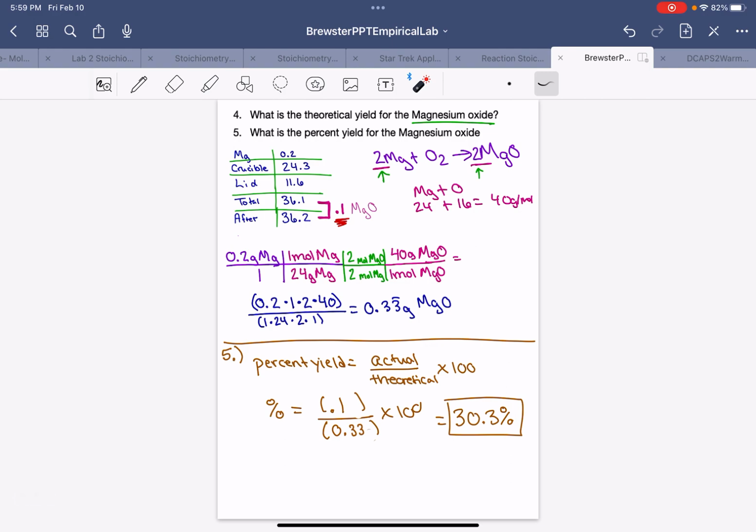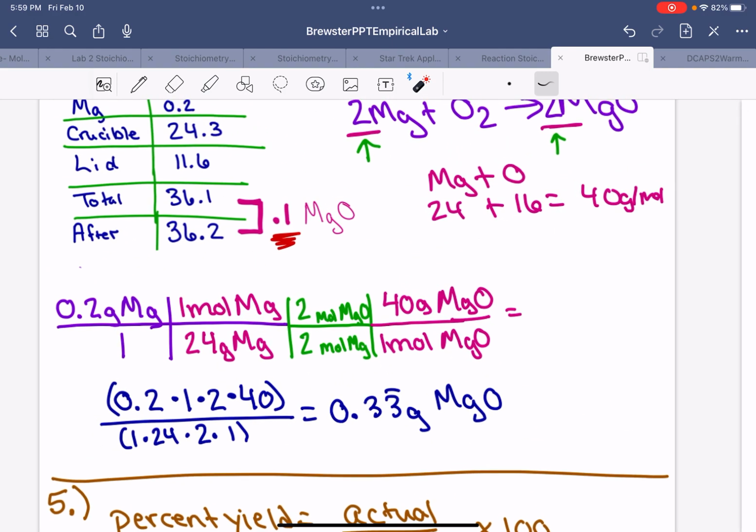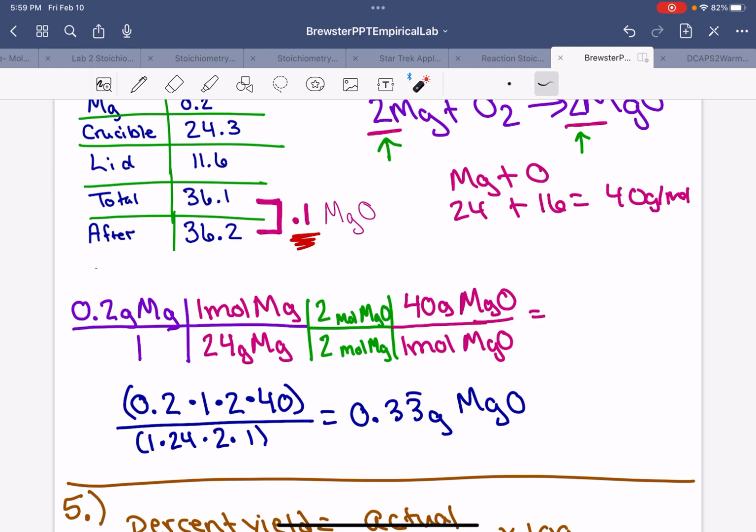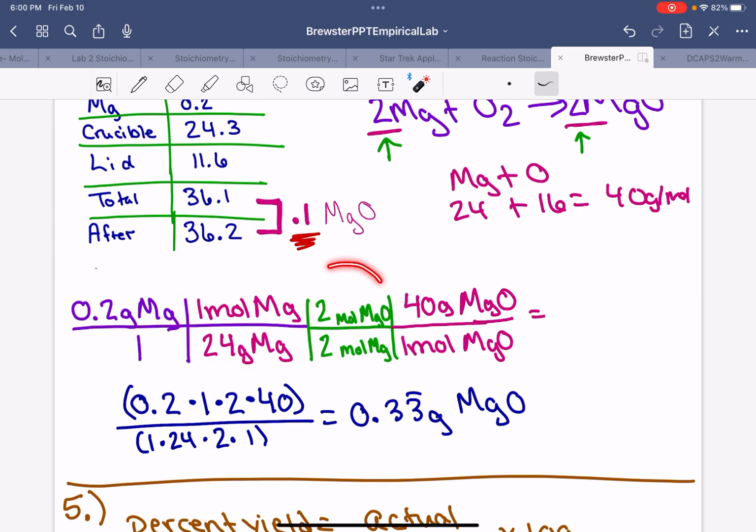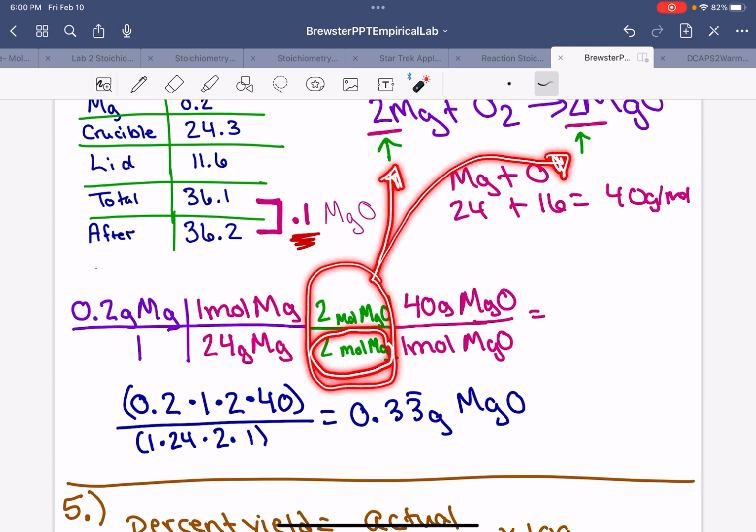Questions 4 and 5. Question 4 asks you for the theoretical yield of magnesium oxide. So this is our reaction stoichiometry. Again, we're going to start with the 0.2 grams of magnesium. This step is the same as we did a while ago: 24 grams to 1 mole. This is our new step. This step comes from our equation. I look for magnesium. It says 2 Mg in the equation, so I put it here on the bottom. Then I look to my MgO. It has 2 MgO, and that goes on top.